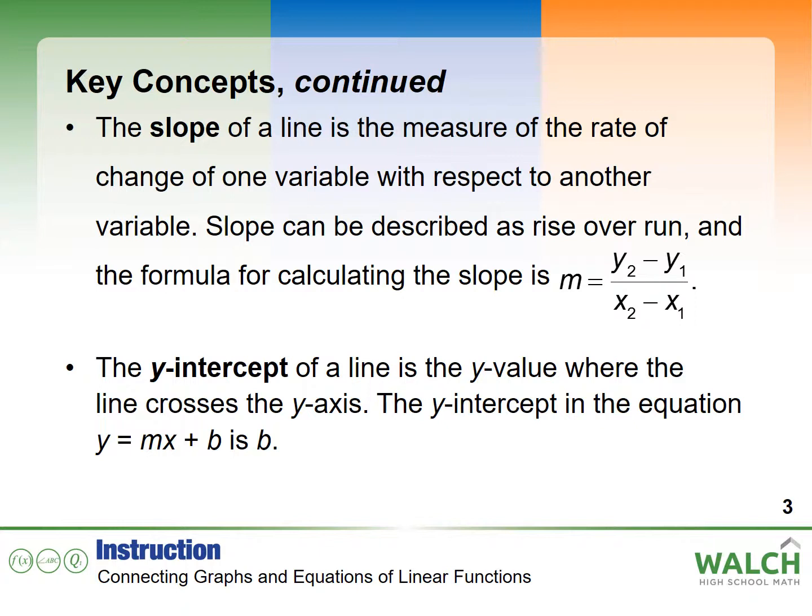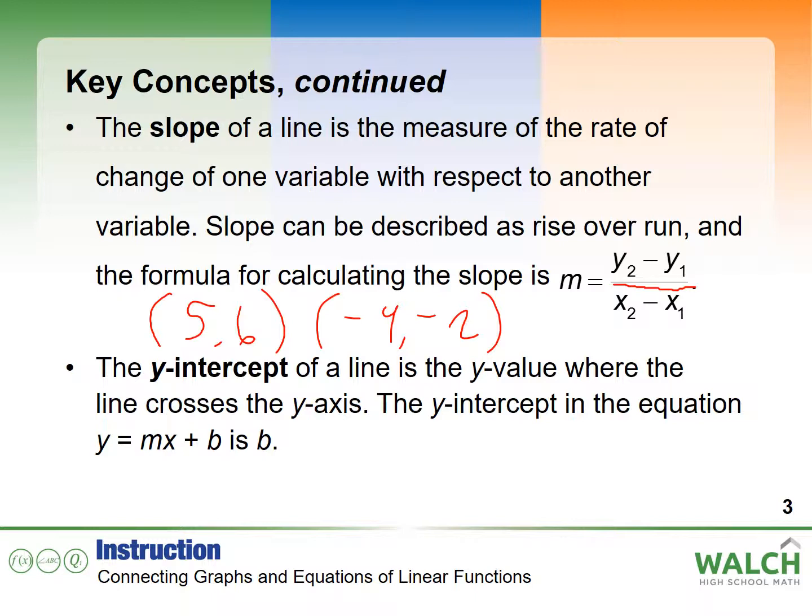The slope of the line is the measure of the rate of change of one variable with respect to another. Slope can be described as rise over run, and the formula for calculating slope is m equals y2 minus y1, over x2 minus x1. When you have two pairs of points, let's make up some numbers here: 5, 6 and -4, -2.